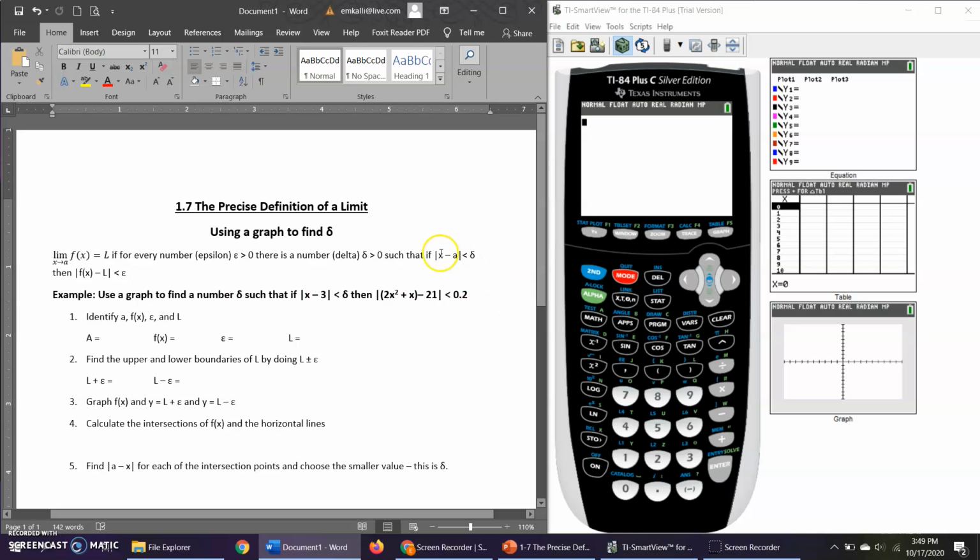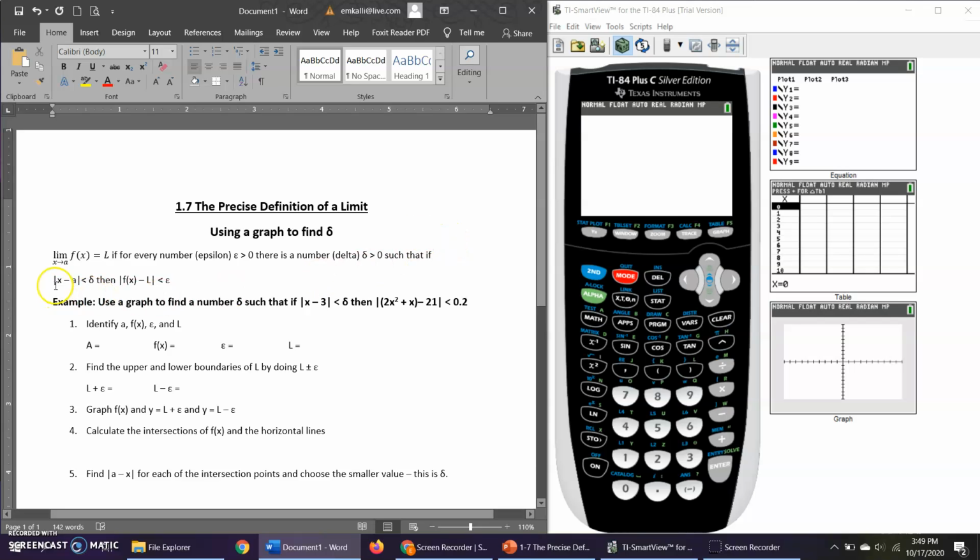So what I'm going to do is use these parts of the definition. The absolute value of x minus a is less than delta, then f of x minus L is less than epsilon. What I'm going to do with that is find out what a is, what f of x is, what the limit is, and what epsilon is.